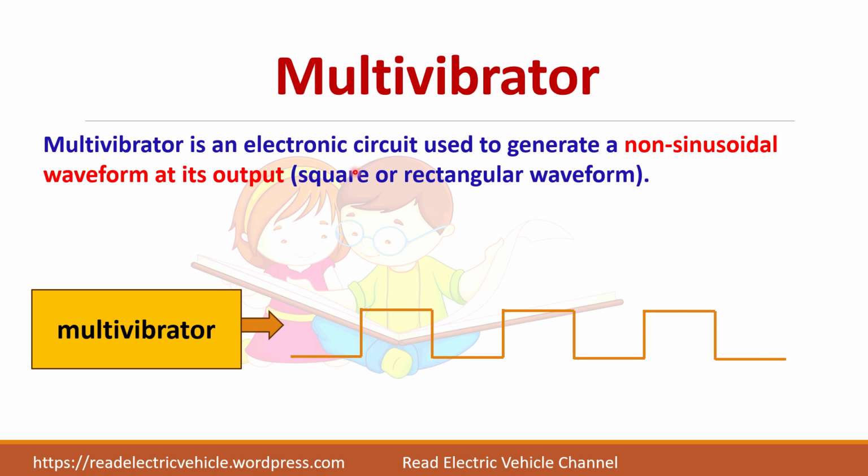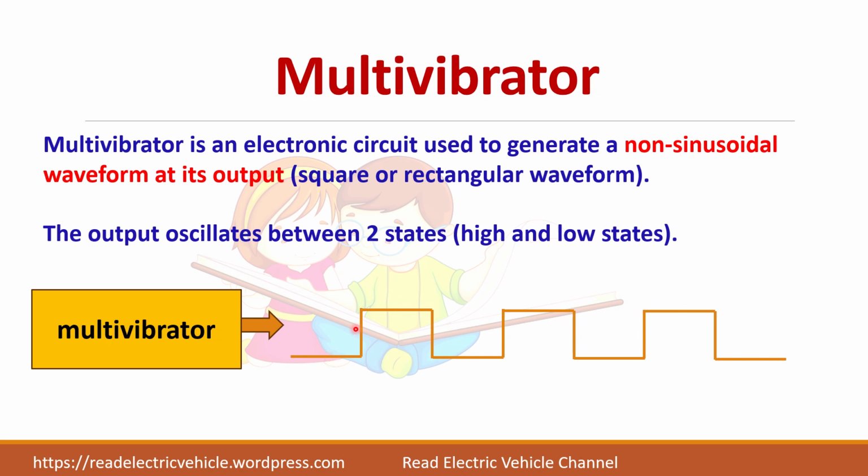It is a circuit which can be used to generate a non-sinusoidal waveform at its output. Basically it can be a square waveform or a rectangular waveform. Something of this kind you can get. Here you can see there are two levels, or two states. One is the high one and the other one is the low one. So basically the output of a multivibrator has two levels or two states, a high and a low level. The output oscillates between these two states.